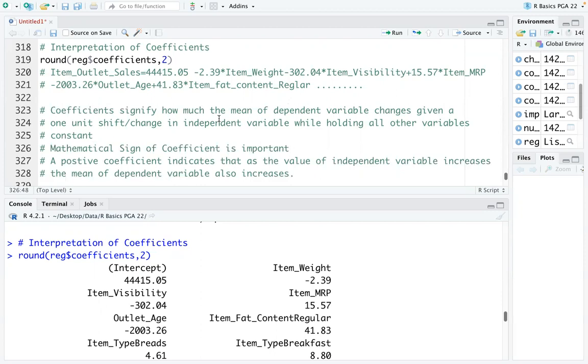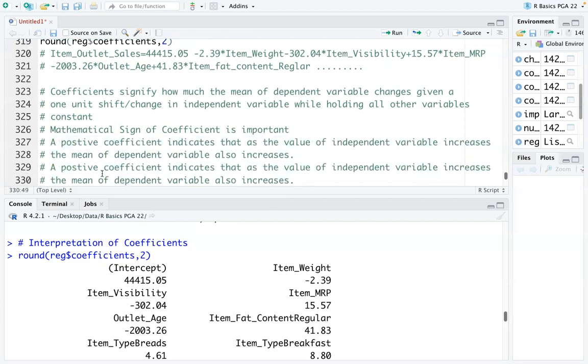Now, the mathematical sign of the coefficient is important. So a positive coefficient indicates that as the value of the independent variable increases, the mean of the dependent variable also increases. Similarly, a negative coefficient indicates that as the value of the independent variable increases, the mean value of the dependent variable will decrease. So this is the interpretation of the coefficients, which you must understand.